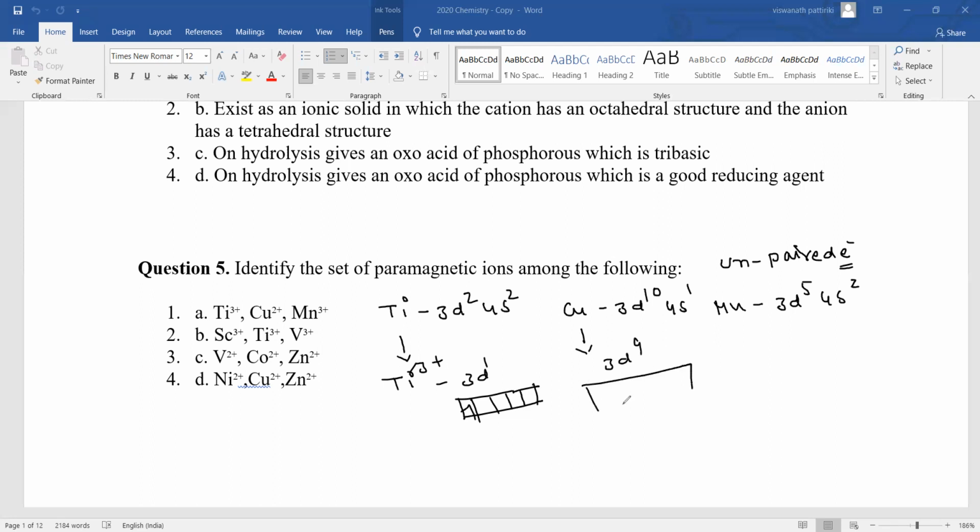And for Cu2+, we have 3d9. Whenever we have 3d9, there will be an unpaired electron like this. So 1, 2, 3, 4, 5, 6, 7, 8, 9. So we have an unpaired electron. And coming to Mn3+, it has the electronic configuration of 3d4. So it has paramagnetism because of the presence of unpaired electrons.